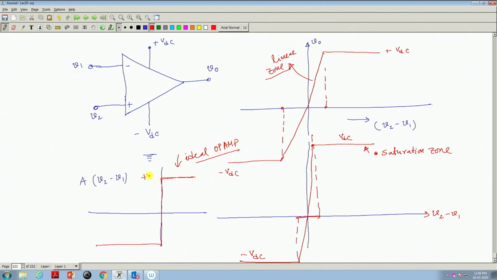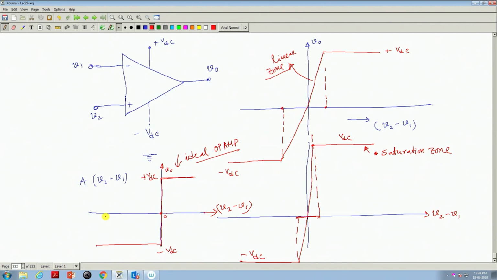This is plus VDC and this is minus VDC. This will be the thing, and here you are sketching V2 minus V1. That is, a slight voltage difference V2 minus V1 will give you, and this is what we are sketching, output voltage. Your output voltage will be plus VDC, and if it is less than that, this is 0, it will be minus VDC.